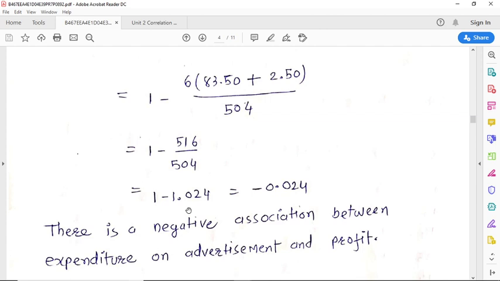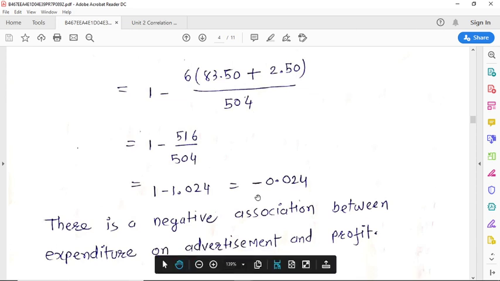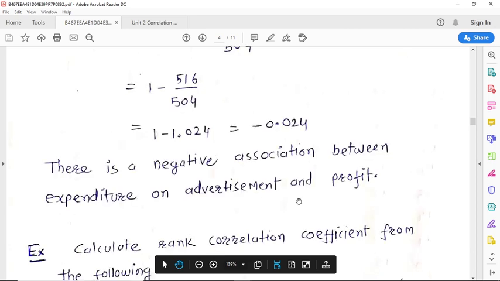In this data, the expenditure on advertisement and the profit are mentioned. Okay, so that is the second example.